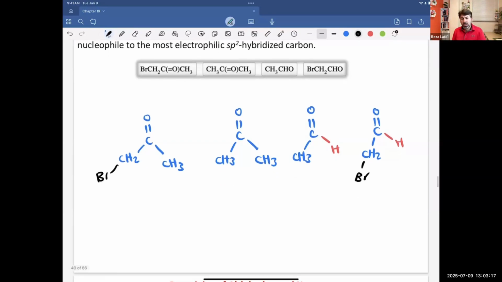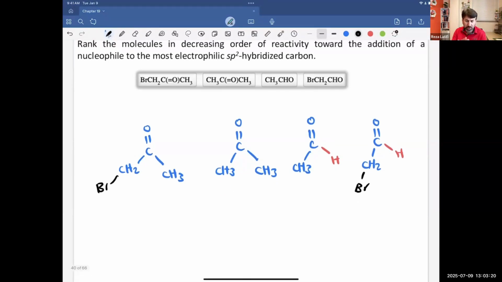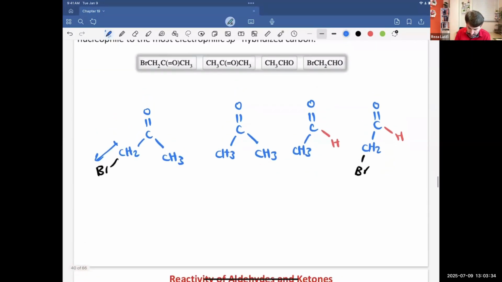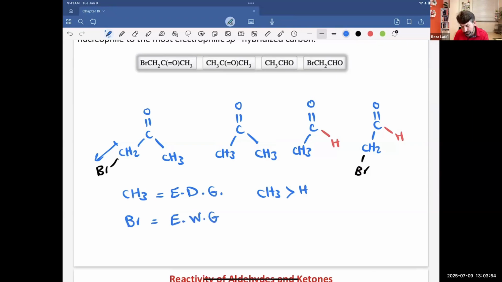Bromine atom, in this case, a bromide is an electron withdrawing group. So it's going to pull electron density to itself, and that means it's going to leave a positive charge on carbon. Now, we know CH3 is an electron donating group, and is more capable of donating electron density than a hydrogen atom. Br is an electron withdrawing group.